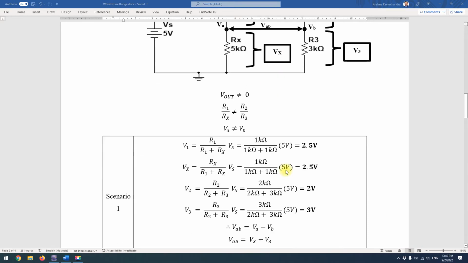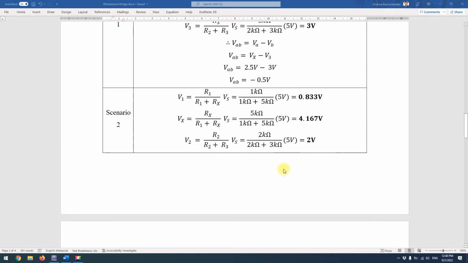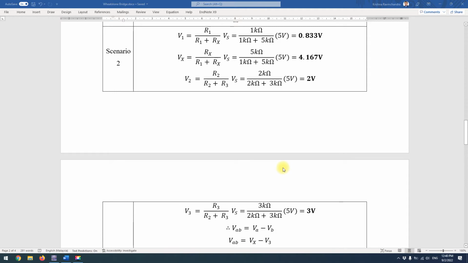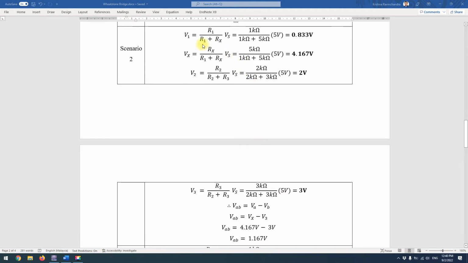So that is for the first scenario. For the second scenario onwards, you can check it out. I'm not going to actually go through each scenario. I've provided you with the calculations, but you need to do your own homework as well.